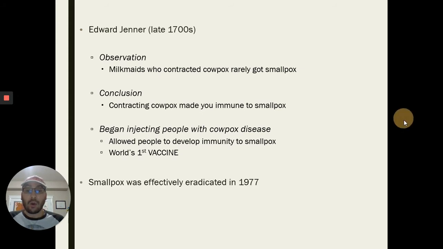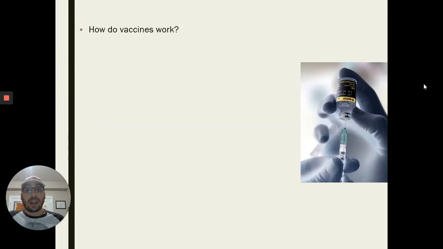And we get vaccines now all the time. Vaccines are given to us all the time. Smallpox, effectively, was eradicated in 1977. I've heard rumors of it coming back here and there, but for all intents and purposes, it's gone because of that vaccine. So how do vaccines actually work?